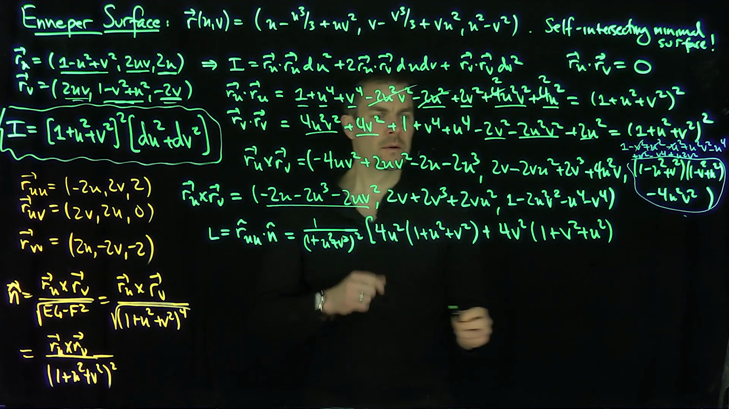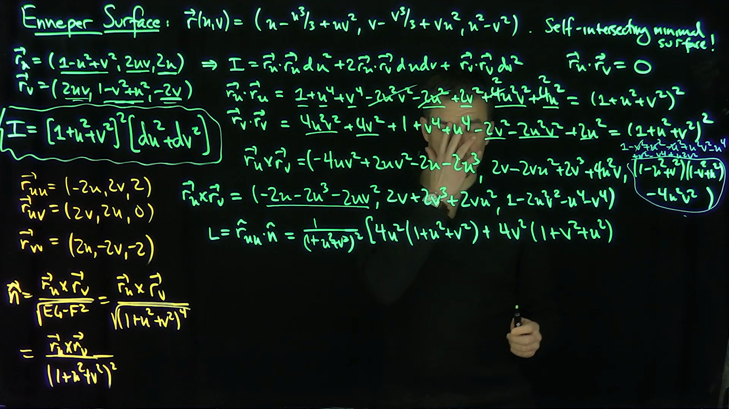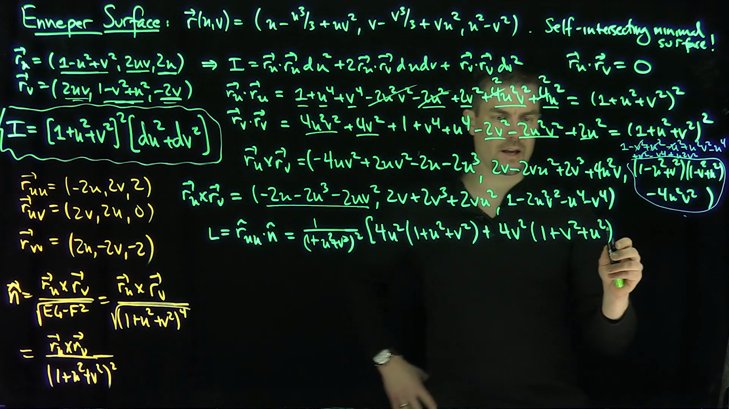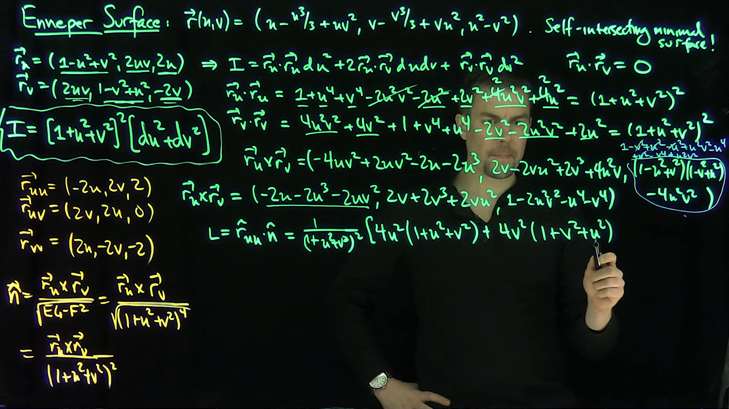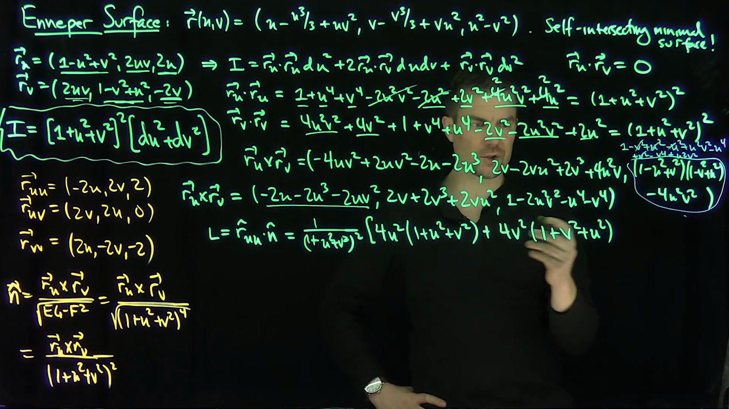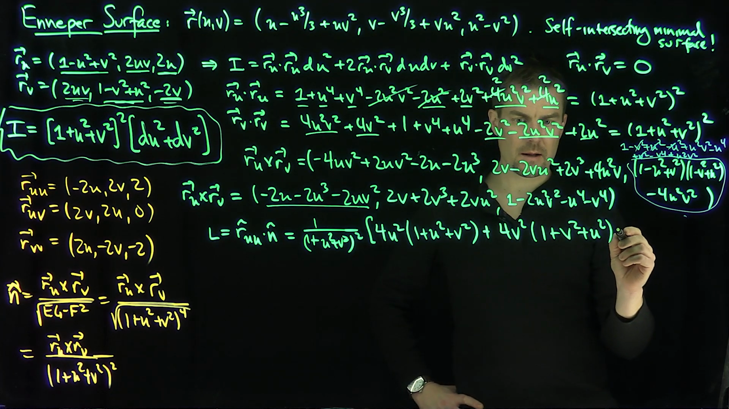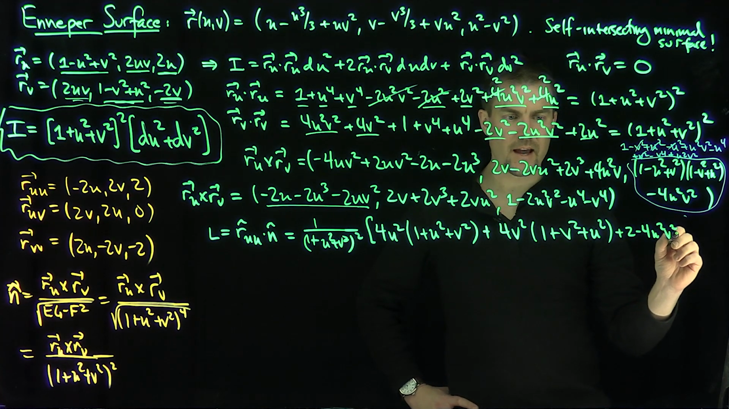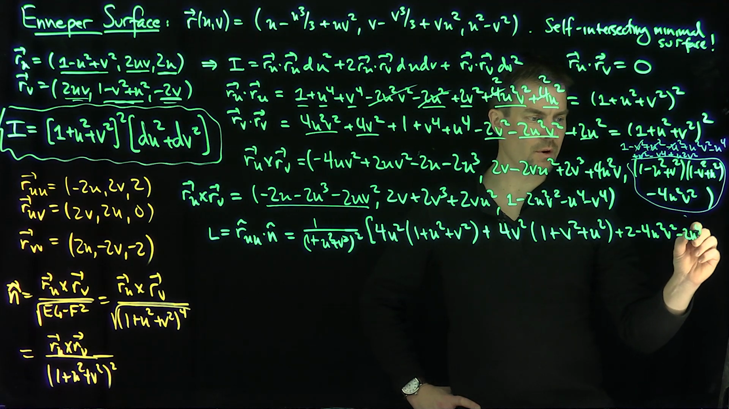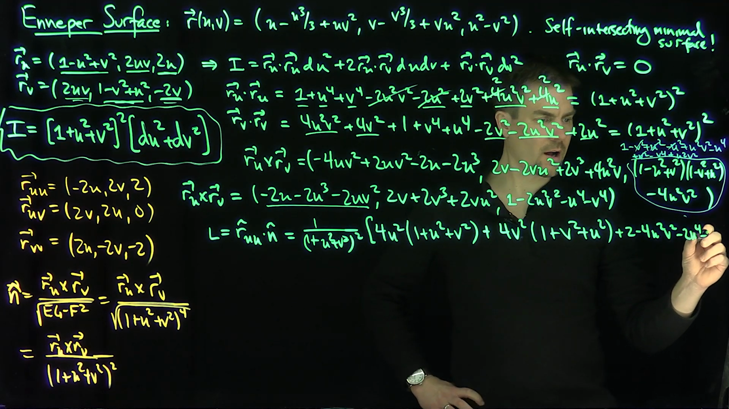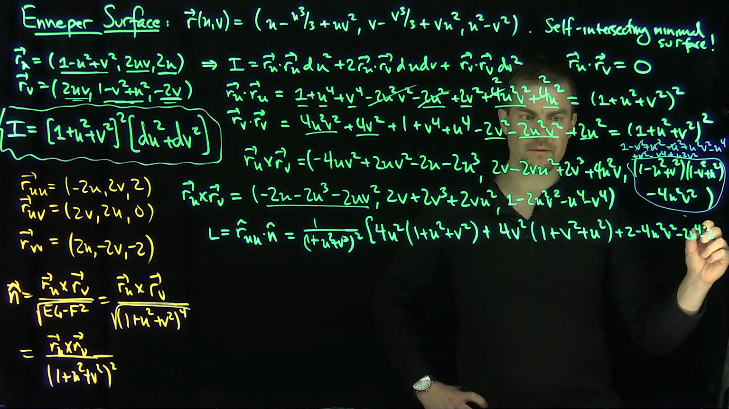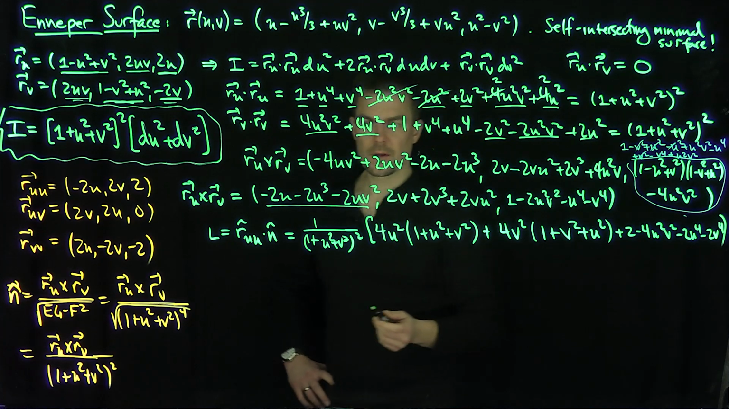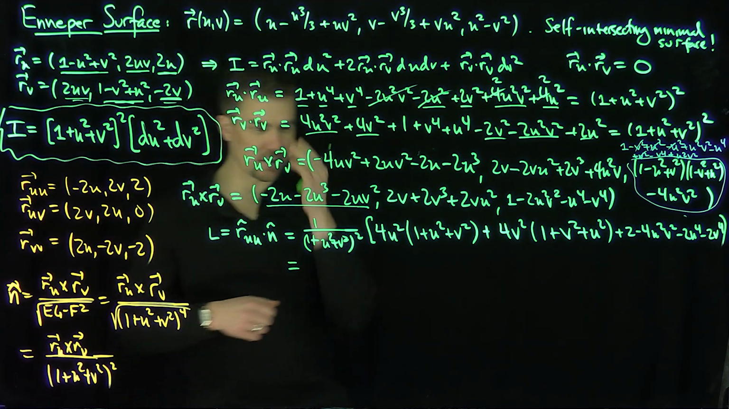Great. And then finally over here, what's going to be left over when we do this last thing is going to be a 2 times this whole expression over here. So that's going to be a 2 minus 4u squared v squared, and then minus 2u to the fourth minus a total of 2v to the fourth. Great. Okay. So let's see what this simplifies to over here. This is going to simplify to what?